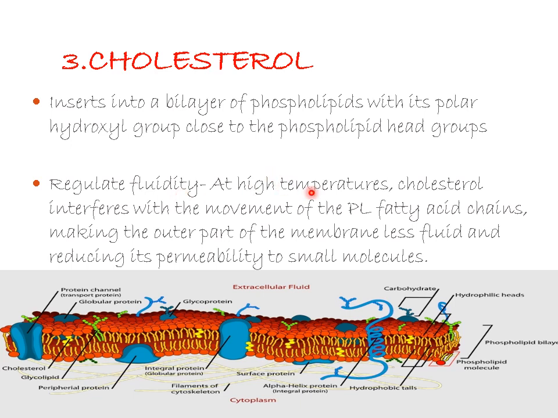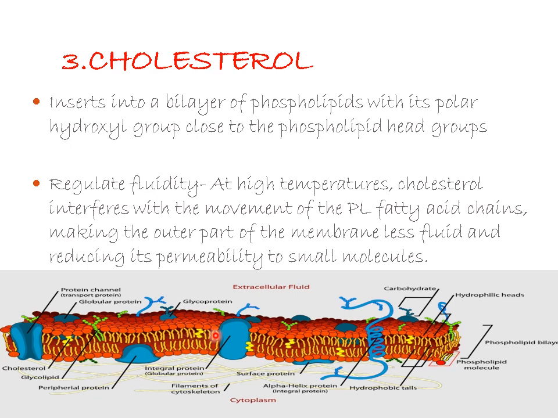Now how does it regulate fluidity? When the temperature is high, cholesterol interferes with the movement of phospholipid fatty acid chains, making the outer part of the membrane less fluid. So whenever temperature rises, it does not allow the lipid layer to move a lot and hence makes it less fluid, thus reducing its permeability to small molecules. So this helps in the selective permeability of the membrane also.